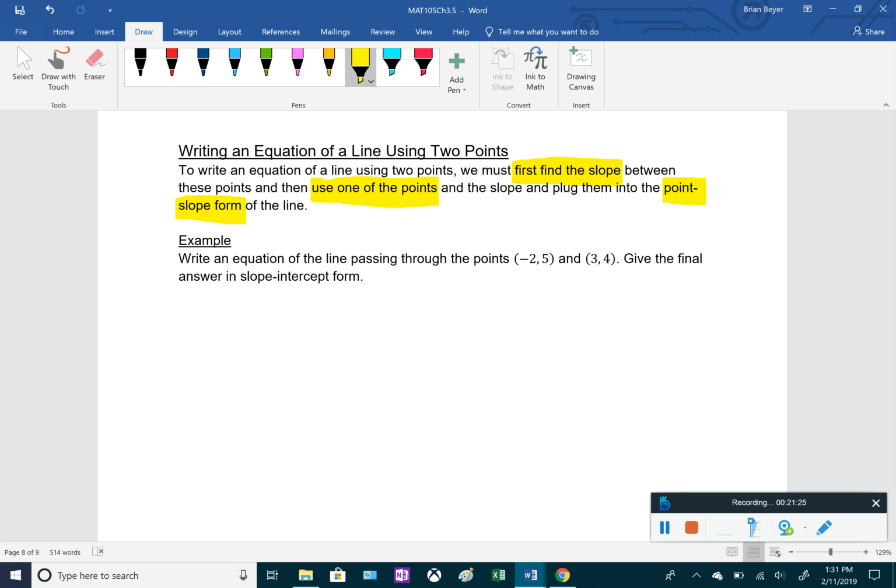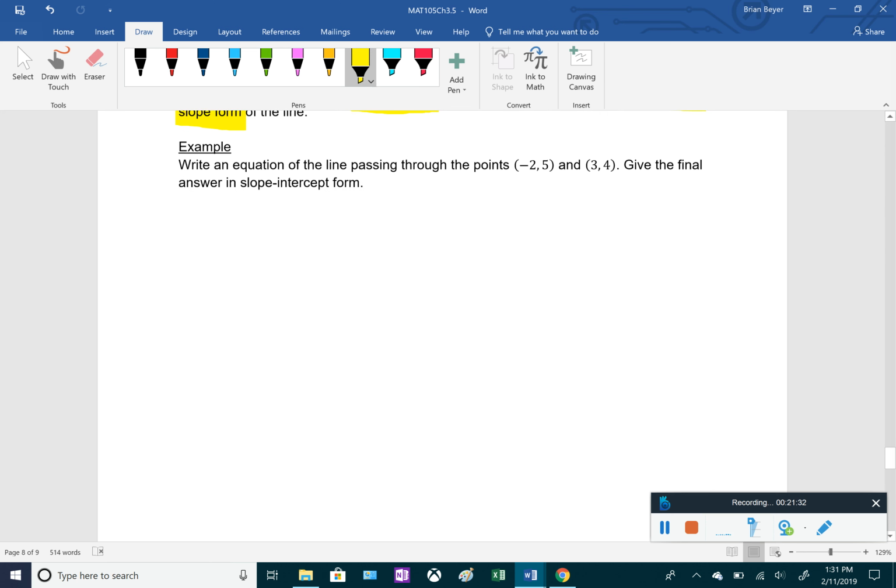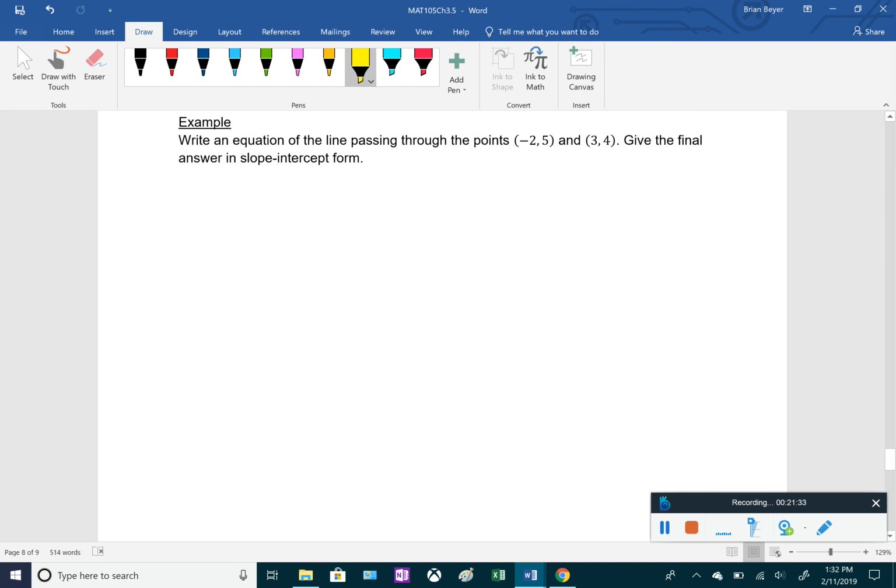Okay, so let's do an example here. Let's write an equation of the line passing through negative 2, 5 and 3, 4. And we want the final answer in slope-intercept form. So we have 2 points. Pretty much most of the time, not all the time, but most of the time when we're creating an equation of a line, we're going to start with point slope. So we have a point. We actually have 2 points. We're going to pick whichever one. It doesn't matter.